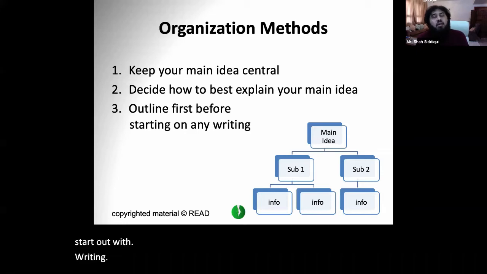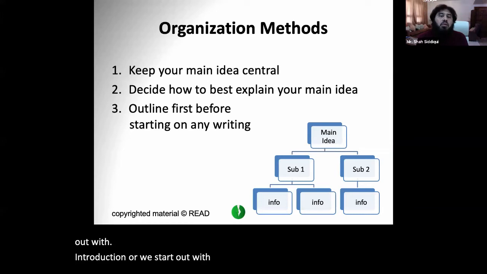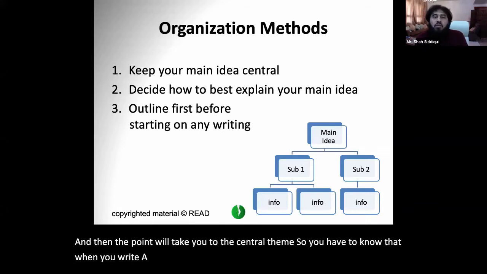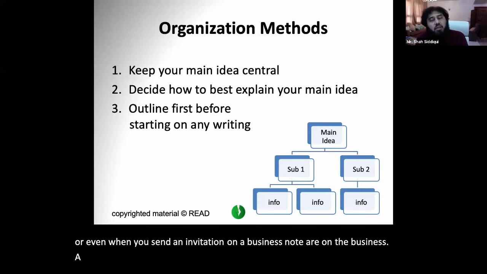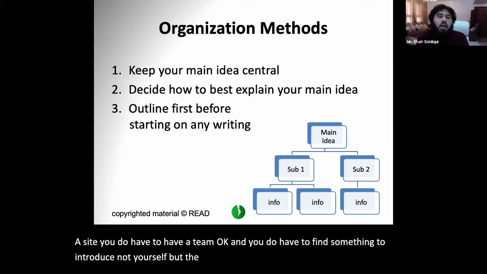I've seen many documents that start out and jump to the point. No, we start out with an introduction, or we start out with getting to the point. And then the point will take you to the central theme. So you have to know that when you write a document, or a letter, or send a message, or even an invitation, on the business side, you do have to have a theme, okay? And you do have to find something to introduce, not yourself, but the idea from the background given to you.